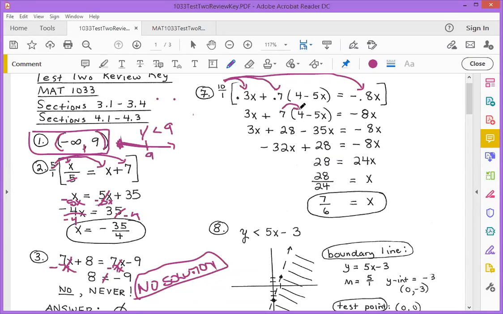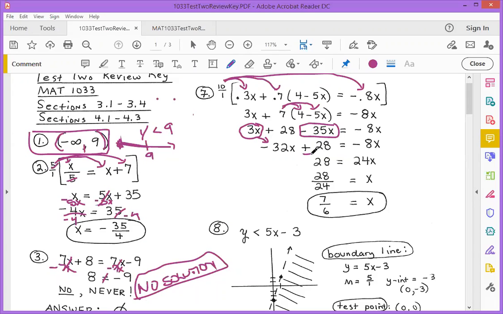From there, we want to distribute. 7 times 4 gives us 28. And 7 times the minus 5, that gives us negative 35x. Carry down your 3x in front, your equal sign, and the minus 8x behind. We'll combine like terms on the left side of this equation, 3x and minus 35x. That gives us negative 32x. Carry down your 28, your equal sign, and your minus 8x.